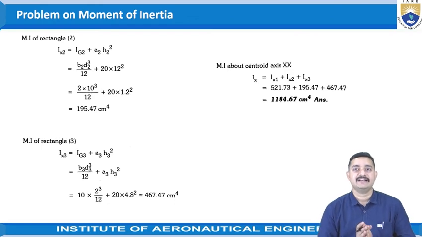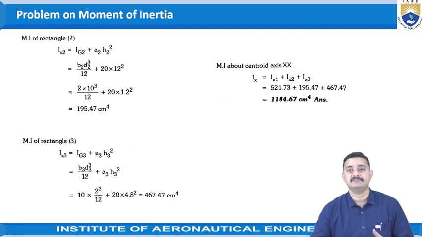Now, after identifying the moment of inertia of all the divided parts, we can identify the moment of inertia of the total lamina with respect to the centroidal axis xx as Ix = Ix1 + Ix2 + Ix3, that is 521.73 + 195.47 + 467.47. So the ultimate answer is 1184.67 centimeter^4. In this way, we can identify the moment of inertia of complex laminas.